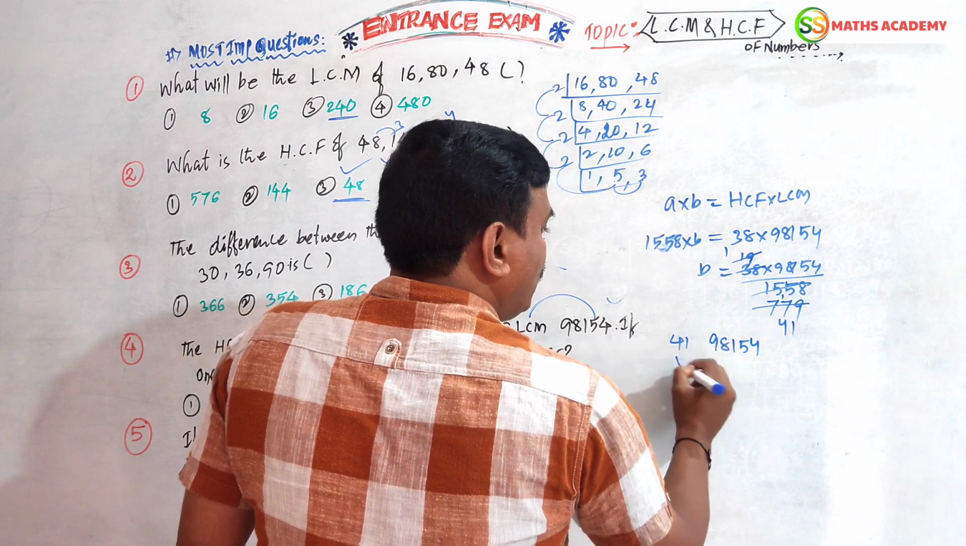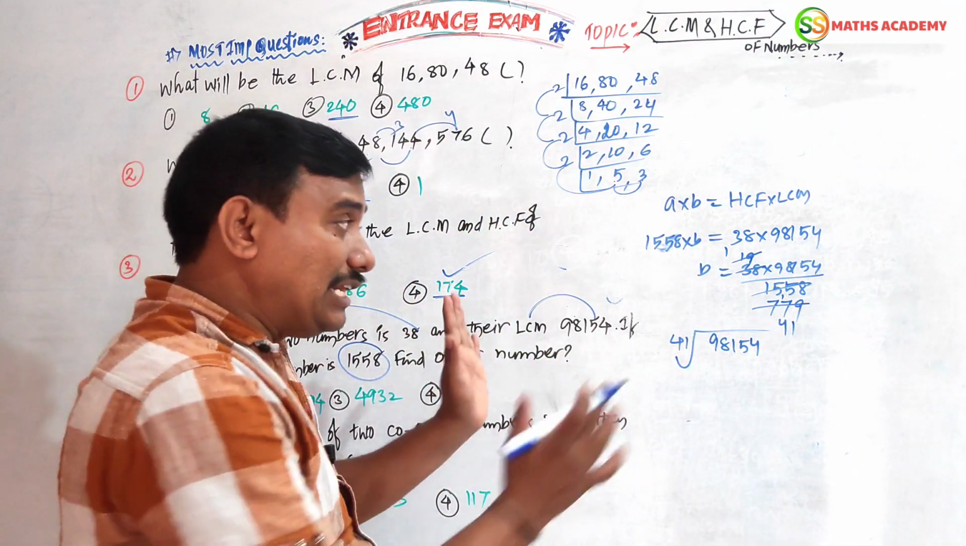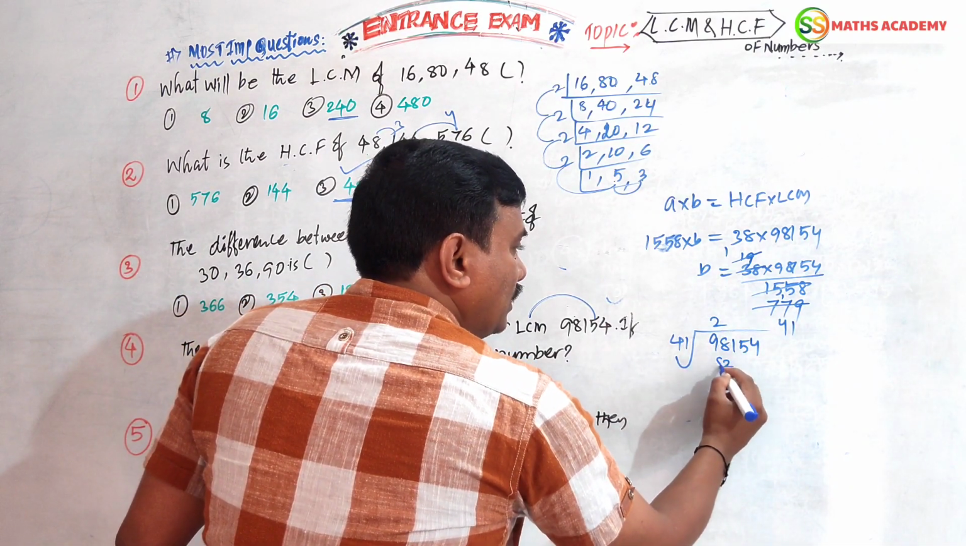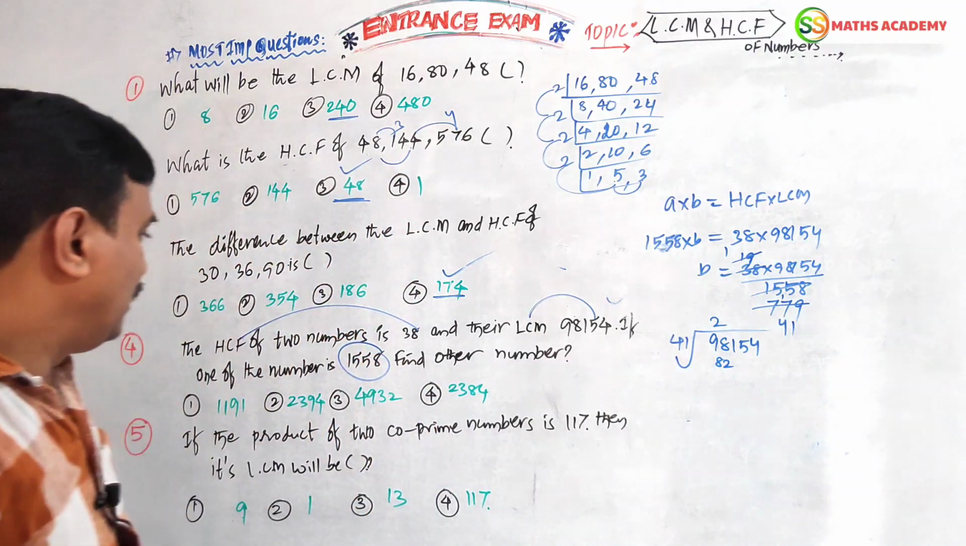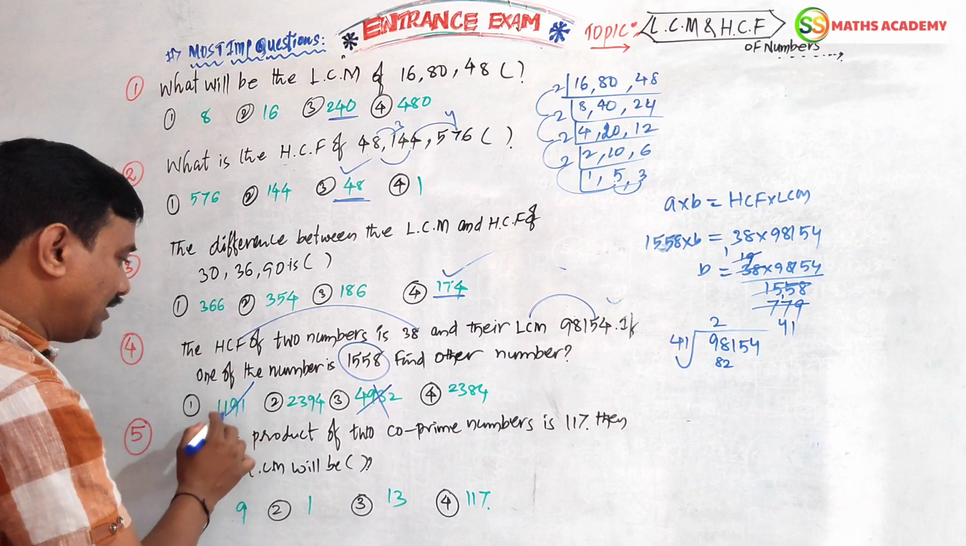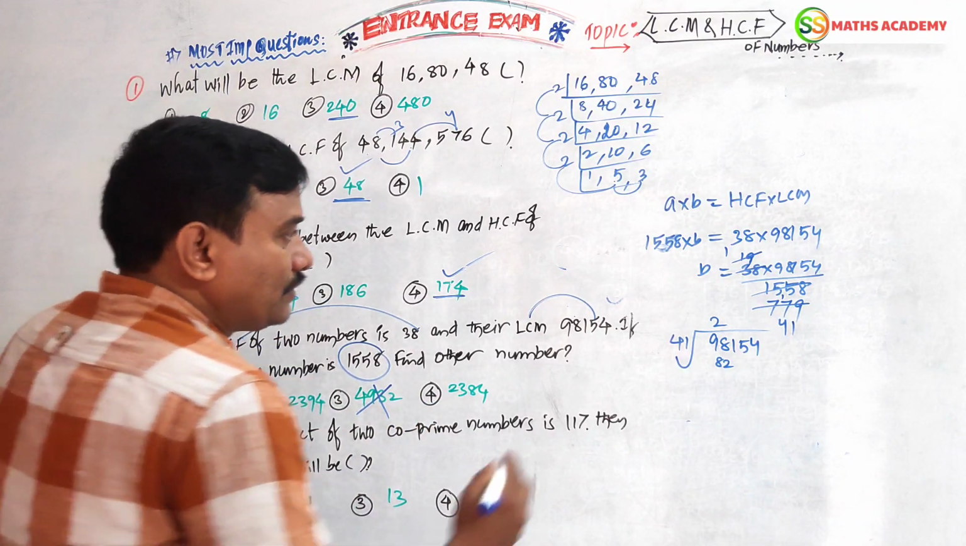So 98,151 will be divided by 41. Compulsory, in this kind of question you do rough work. Definitely do rough work. 41 ones are 41, 41 twos are 82. Here it starts with 2. It is not an option. Option will be between these two. Now do carefully. 2 is 42.